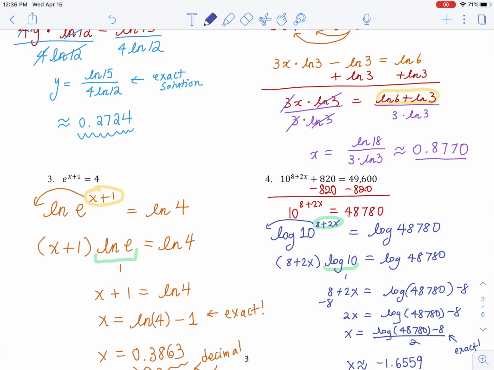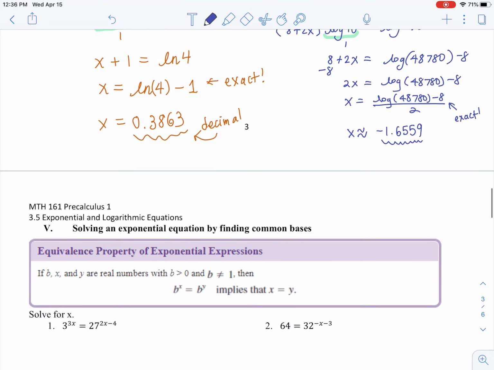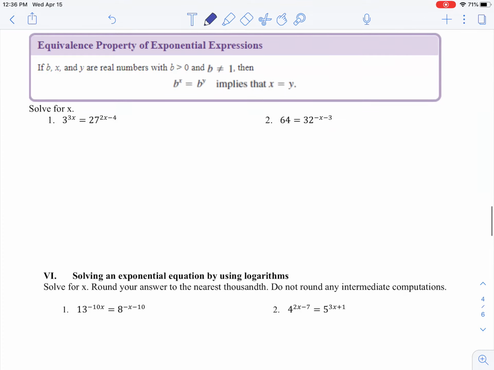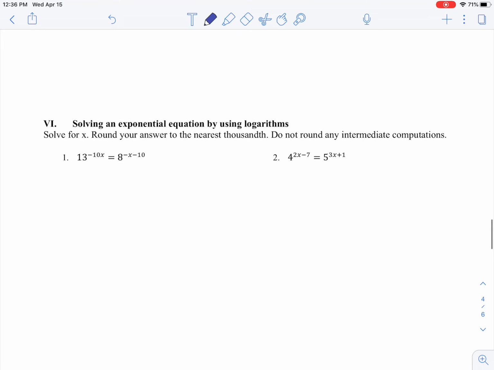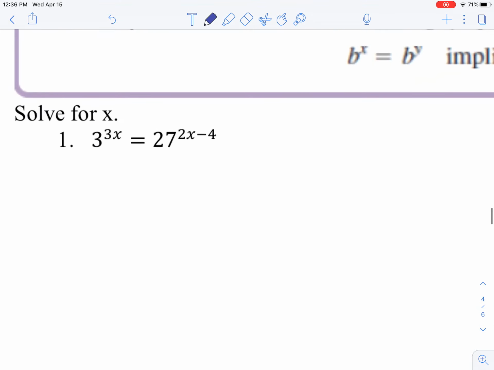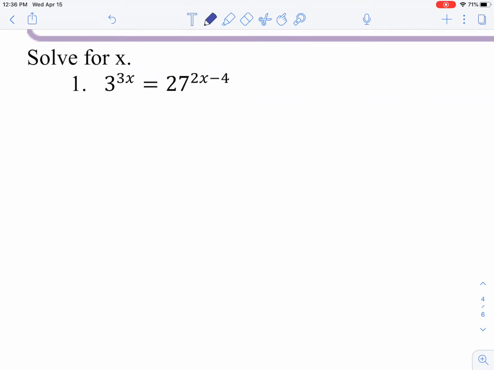Now, solving an exponential equation by finding common bases. If you were okay with the first 4 problems that we just did, you can keep on taking that method. You really don't have to consider this method, but I still want to show you how sometimes this method really works. Okay, so just the 2 problems, though.